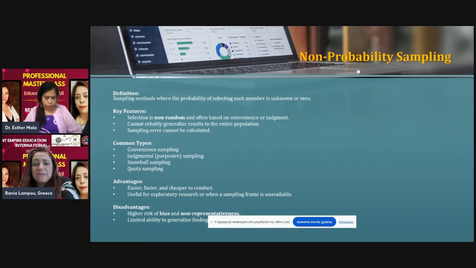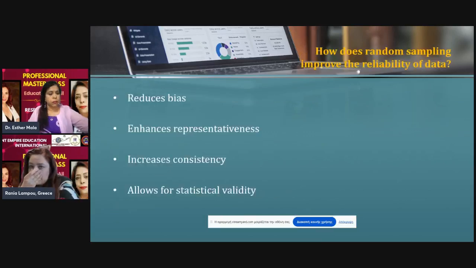What are the advantages of this type? It's easier, faster, or cheaper to conduct, and useful for exploratory research when a sampling frame is unavailable. And what are the disadvantages? There are higher risks of bias and non-representativeness, and limited ability to generalize findings beyond the sample. So here are the differences.